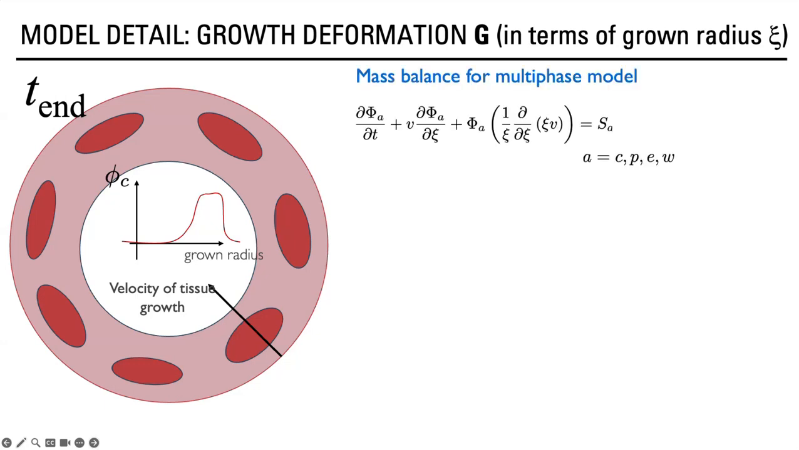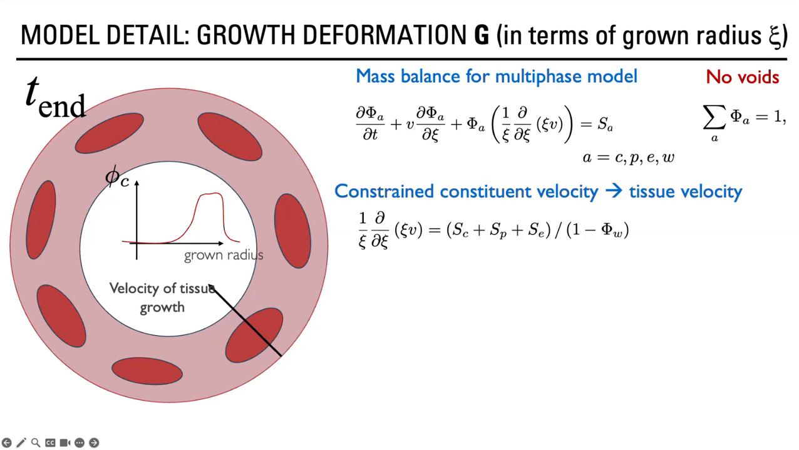Okay, so we have mass balance for essentially a multi-phase model because we've got these four constituents, and we assume that all of the four constituents have the same growth velocity. We assume that there's no voids, which means all the constituents add up to 1. And obviously the constituents that I'm talking about, phi, are functions of both psi, the grown radius, and time.